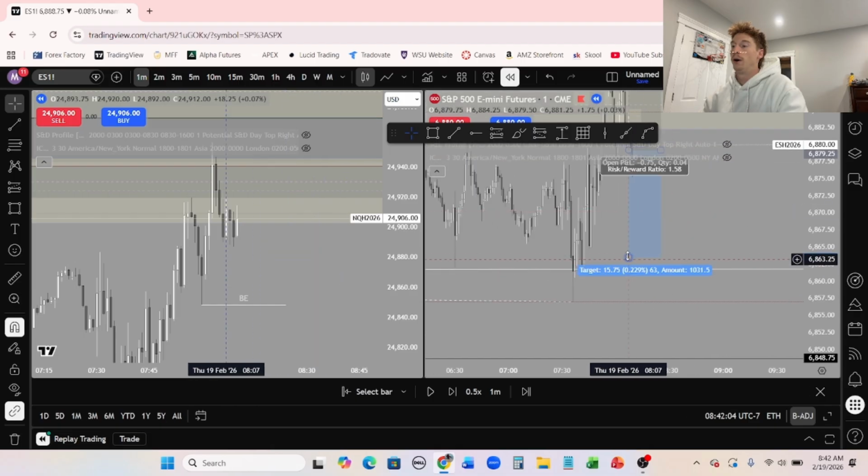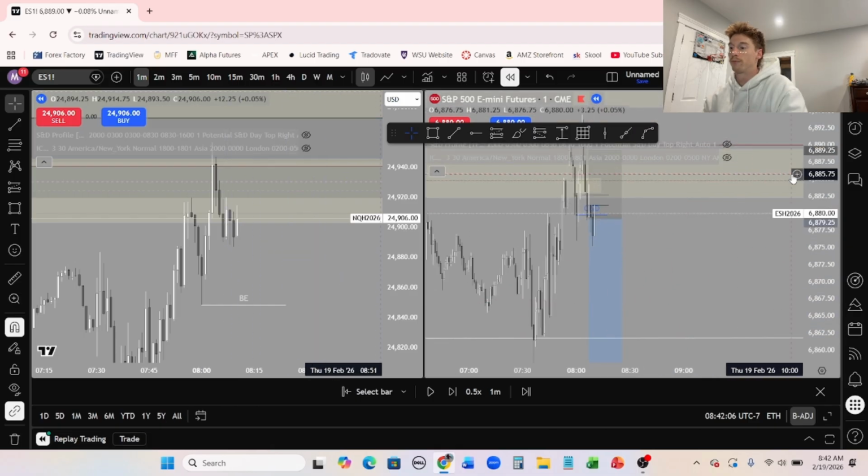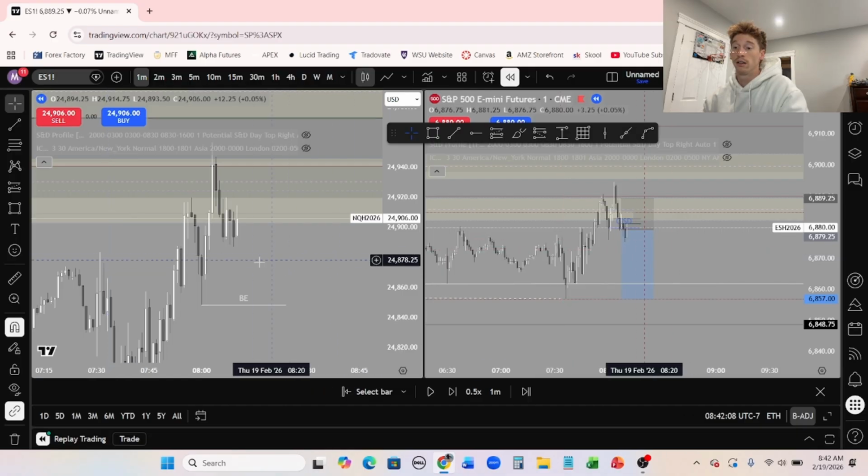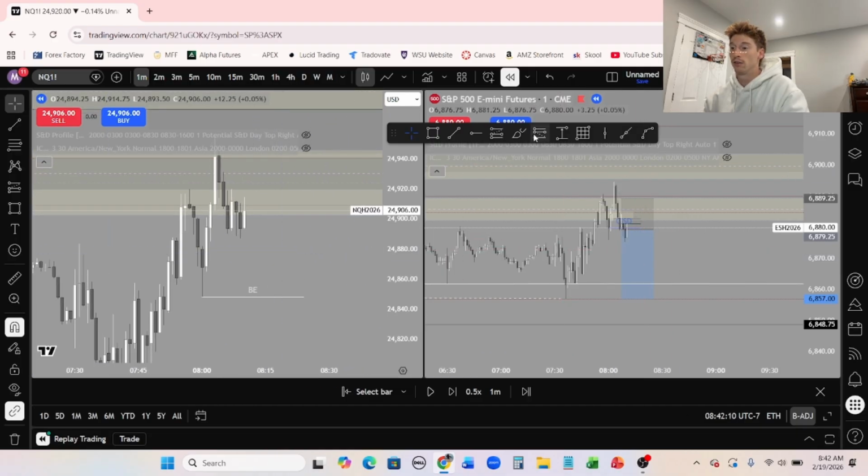So on ES, if I were to have taken that trade, it would have looked like this, targeting all these lows that I told you about. It would have looked something like that. But at the same time, I took it on Nasdaq. So this was my second trade.